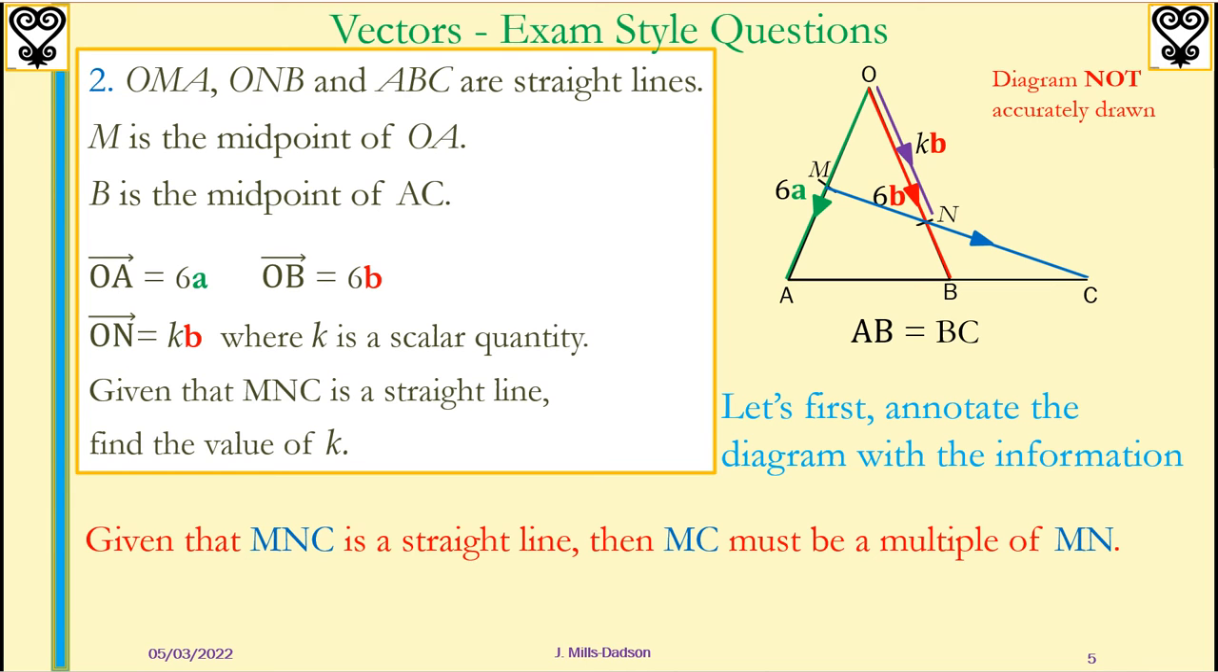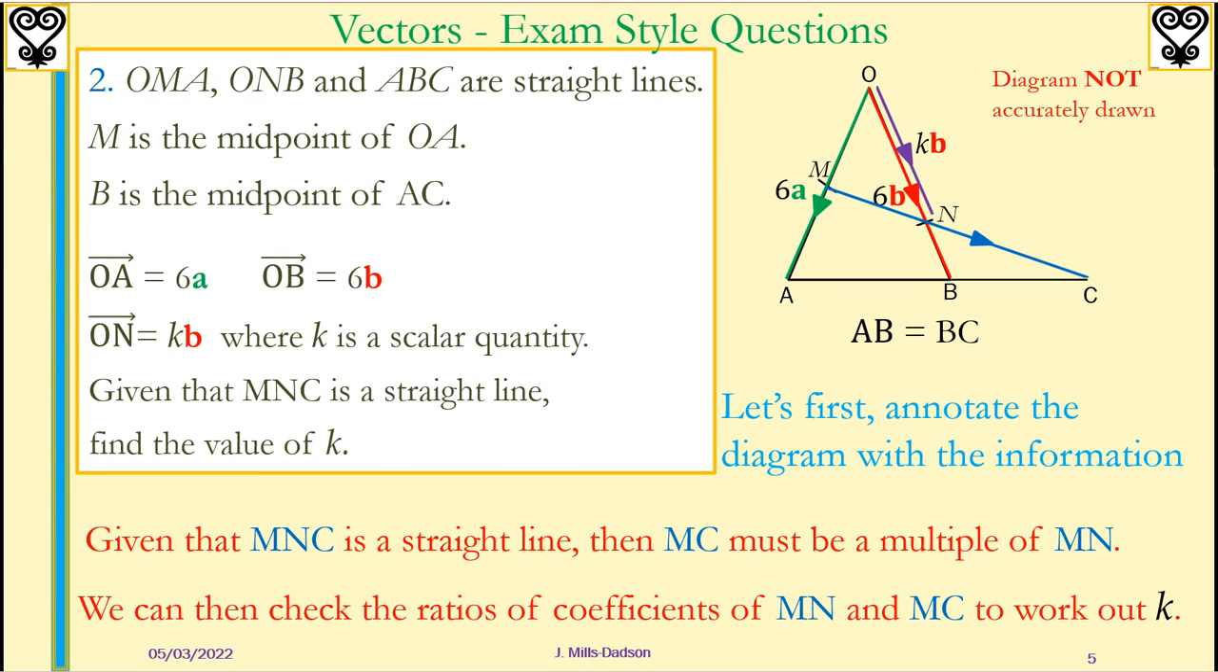So given that MNC is a straight line, then MC must be a multiple of MN. And that also means that at the end we can check the ratios of coefficients of MN and MC to work out K. Sometimes you might need to form an equation if it is really in an expression form, but if it is really in terms of numbers, you can see it clearly. You don't have to form an equation.